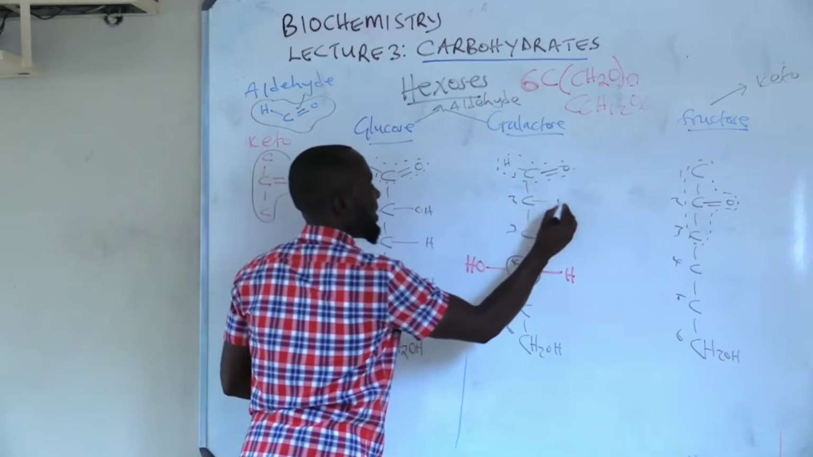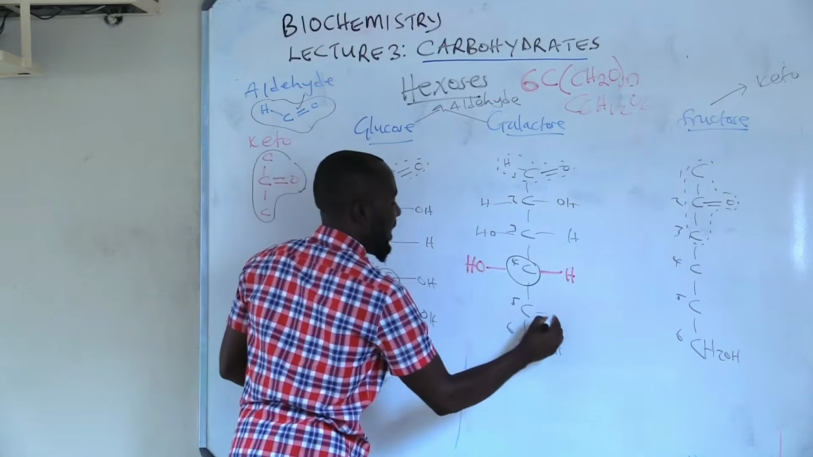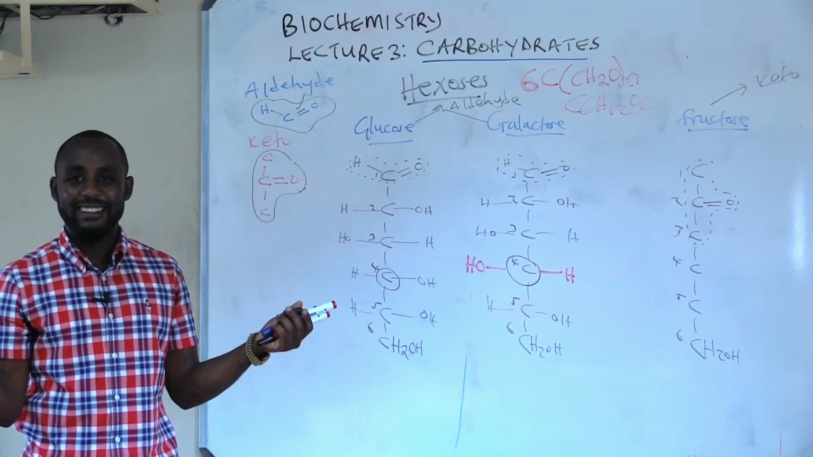On number 2, see what is there, OH, H. Number 3, H, HO. Number 5, OH, H. You have completed the structure of galactose.